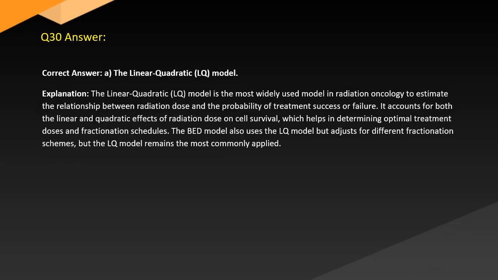Answer. Correct answer: A. The linear quadratic (LQ) model. Explanation: the linear quadratic (LQ) model is the most widely used model in radiation oncology to estimate the relationship between radiation dose and the probability of treatment success or failure. It accounts for both the linear and quadratic effects of radiation dose on cell survival, which helps in determining optimal treatment doses and fractionation schedules. The BED model also uses the LQ model but adjusts for different fractionation schemes, but the LQ model remains the most commonly applied.